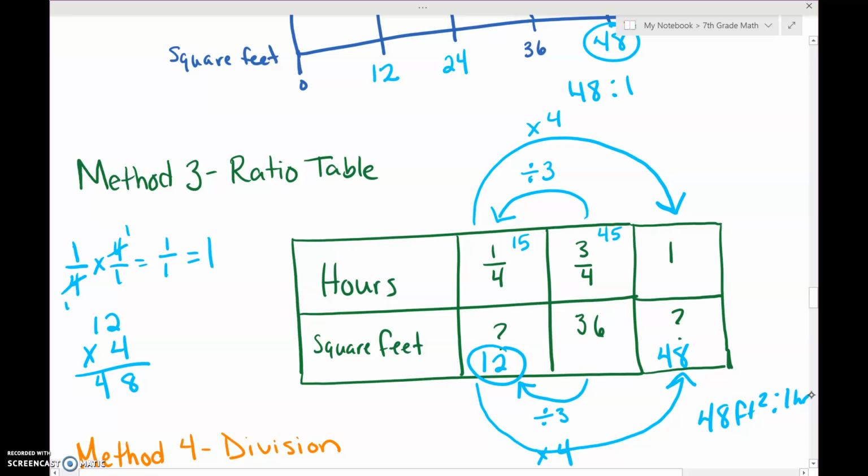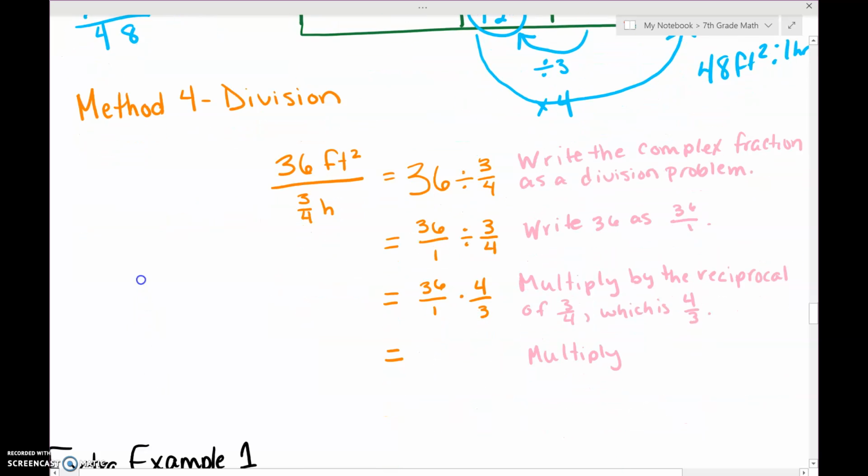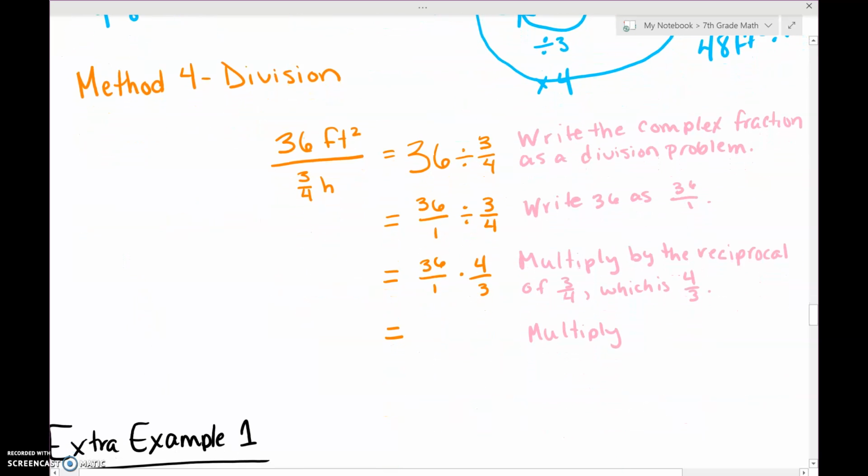Are we getting the same ratio? Whichever way makes the most sense to you is okay. And the last is we can just do division. So remember, we're working with unit rates. Right now, the unit rate that we know is 36 square feet to 3/4 of an hour.